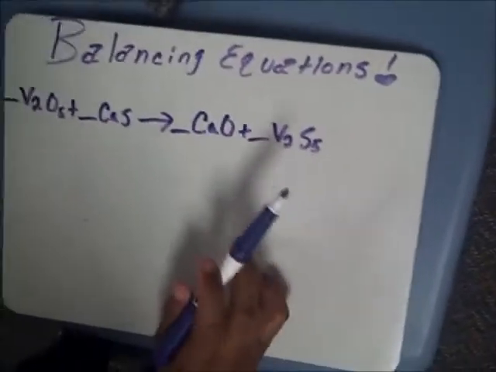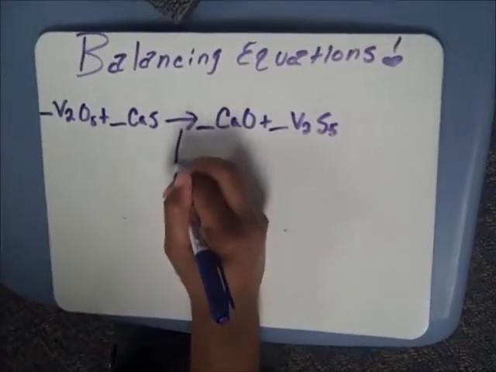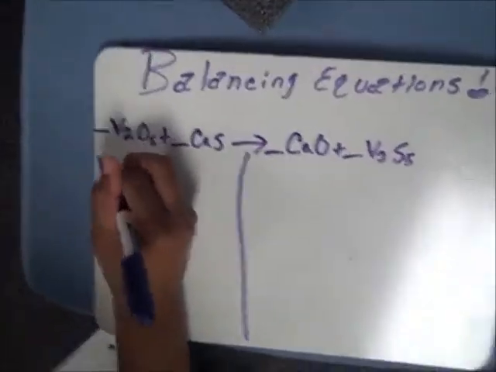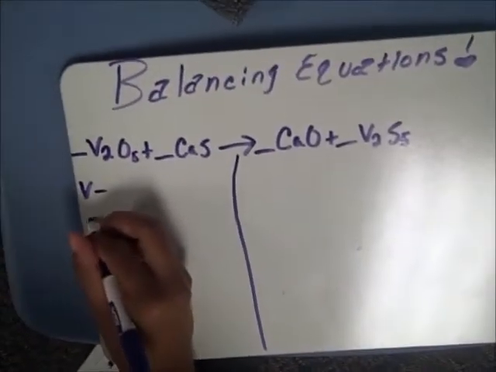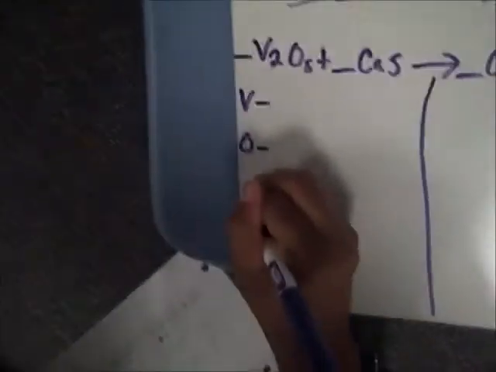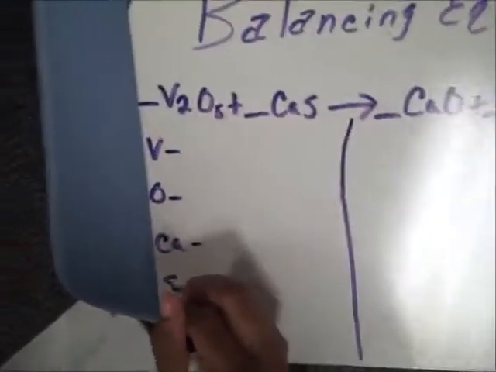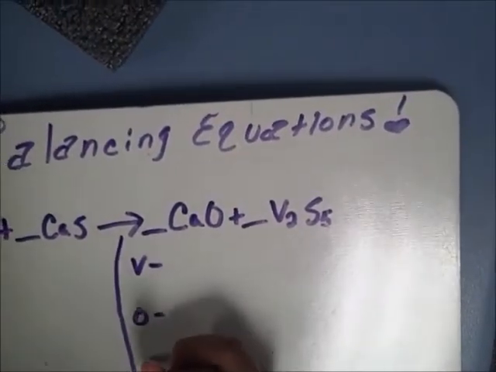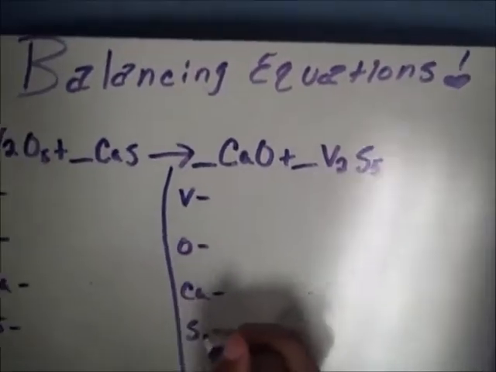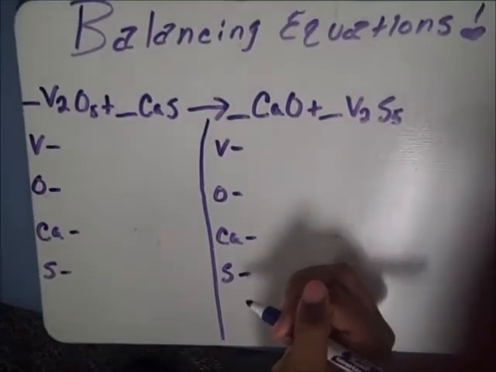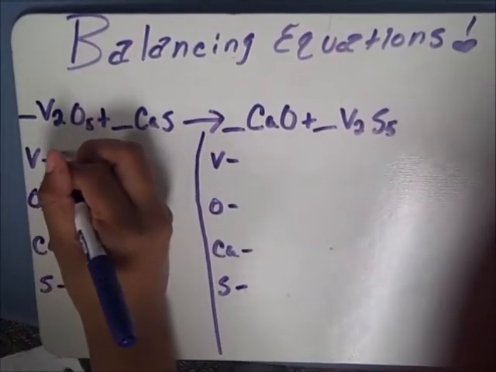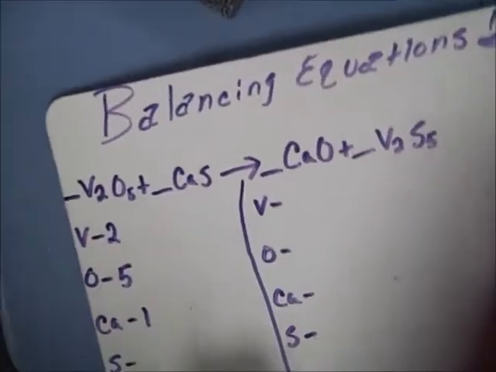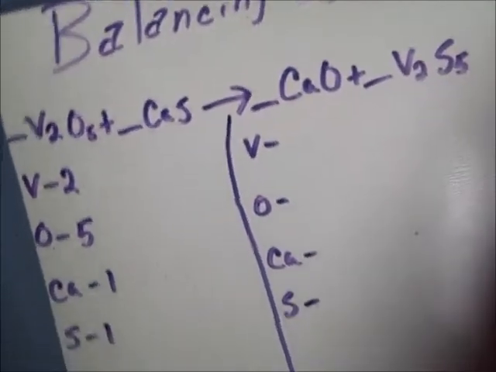Okay, on this one we have V2O5 plus CaS gives CaO plus V2S5. You're going to draw your line down the middle, or whatever, it's not exactly the middle. Then come over here and write your elements out: V, O, Ca, S. Come over here and write the same thing again. Now we're going to write how many we have. We got 2 V's, 5 O's, 1 Ca, and 1 S.